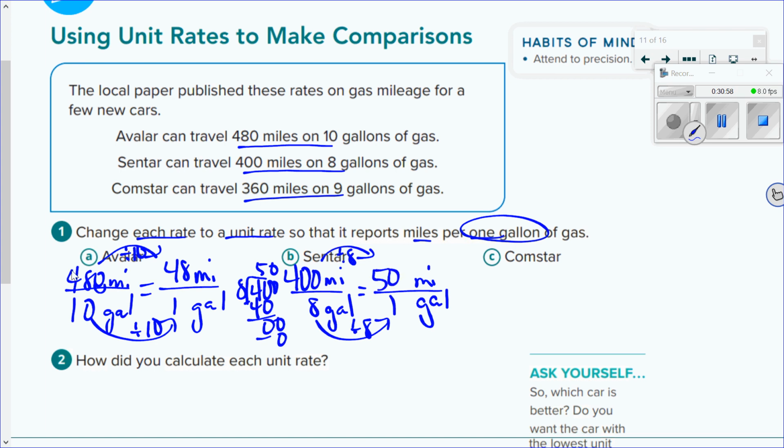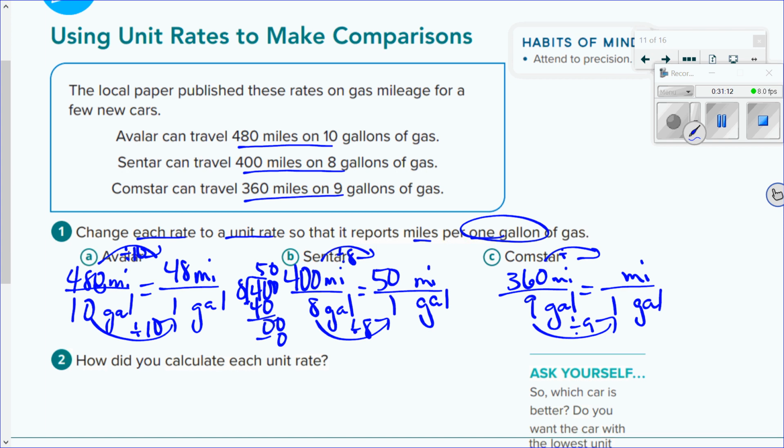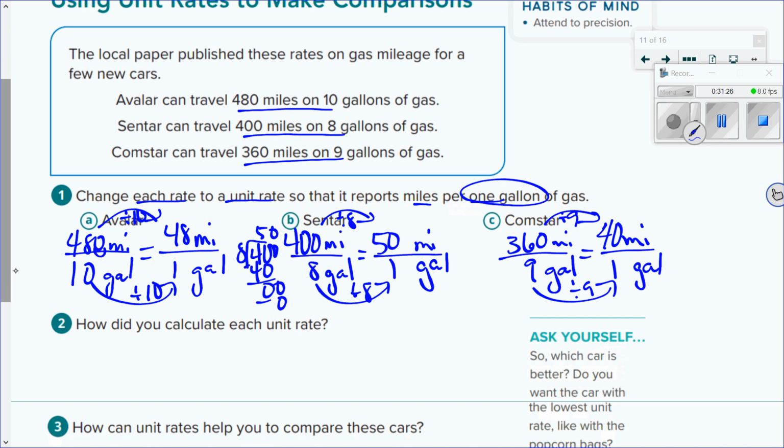And then the Comstar, 360 miles and 9 gallons. I know miles and gallons. Again, I want 1 gallon. 9 to 1 is going to be divided by 9. Divided by 9 is going to give me 40. Okay? So, which one was best? 40, 48, or 50? 50. So Centaur gave the best. Okay? Now, let's go ahead and go to our homework.